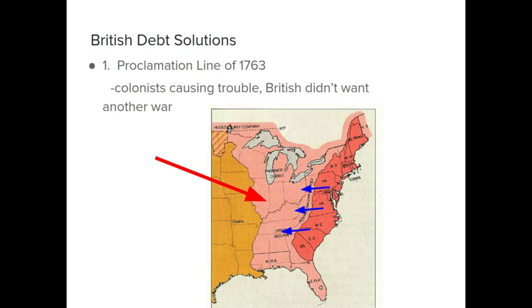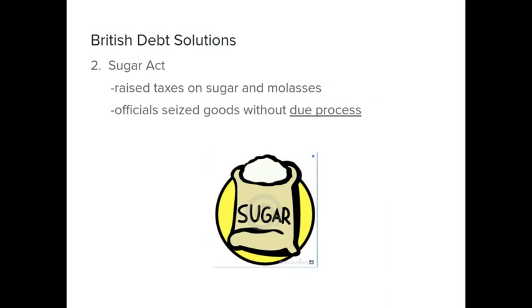So they say to the colonists, stay behind this line. If you go past this line, you're going at your own risk. If you end up in a fight, you are going to fight it alone. So this was an opportunity for the British to say we're going to save money by not doing something.